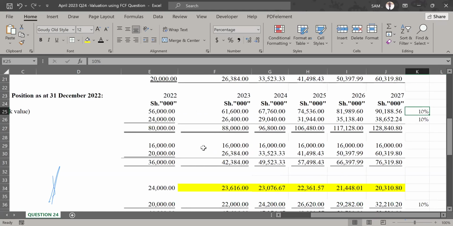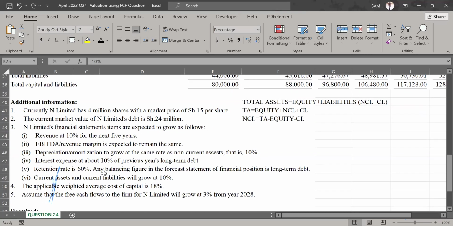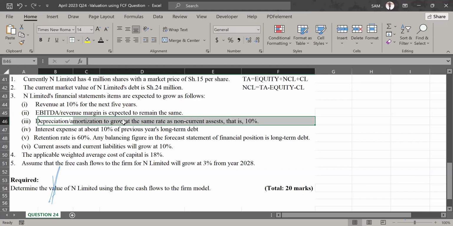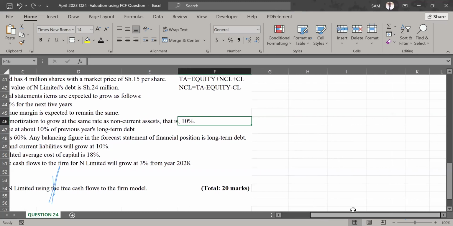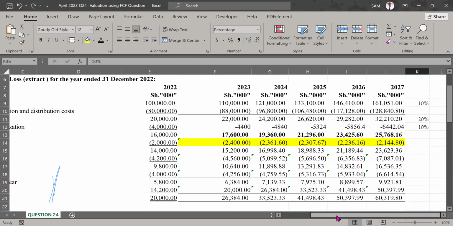We made some corrections, though I'm not going back to do all the computations, but there were adjustments we did. Make sure you change in note 3, Roman number 3. That rate of 15%, that was the depreciation and amortization to grow at the same rate as non-current assets. We changed it to 10% after. It was a mistake, but it was corrected to 10%. So make sure your non-current assets, you grow by 10%, not 15. And then also your depreciation and amortization, use 10%, not 15.